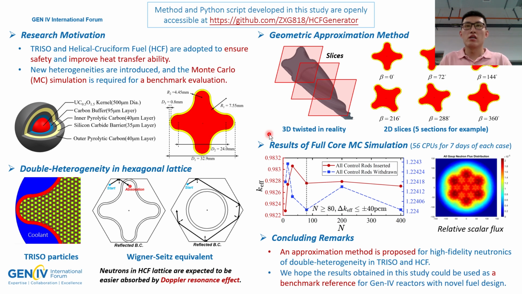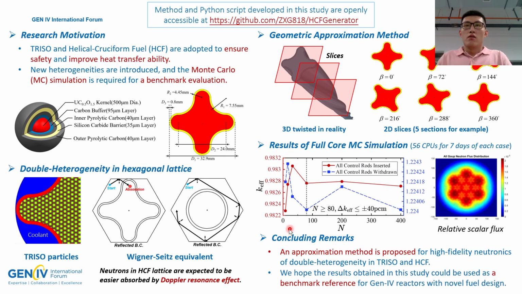Now we explicitly model the TRISO particles, and we make the geometrical approximation with different section numbers of each pitch. From the results, it can be found that when the section number of each pitch is larger than 80, the eigenvalue fluctuates within 40 pcm, which shows section number independence. Besides, we also gather the relative scalar flux.